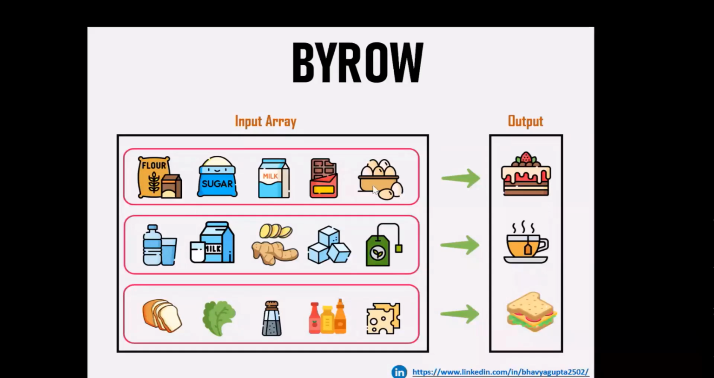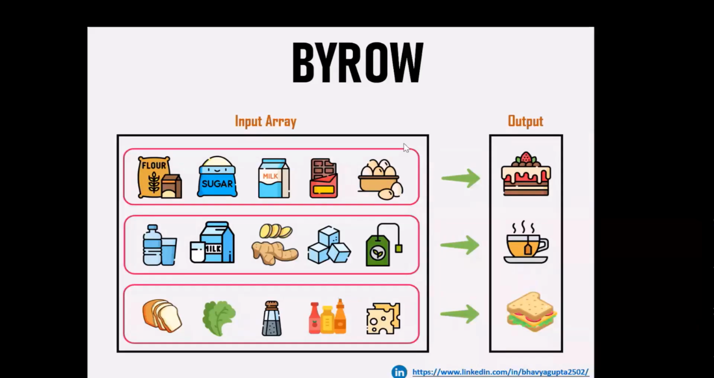And for each of these rows we have to mix them together. So we will get the output as cake for the first row. For the second row we will get, let's say, tea as the output. For the third row we will get sandwich as the output, mixing all these ingredients row by row, right? Row by row we are mixing these ingredients. And again, the size of the output and the input array have this relation, that the size of the output will be the number of rows that we have in the input array, and the number of columns will be 1. There cannot be more than 1 column as a result of by row function.